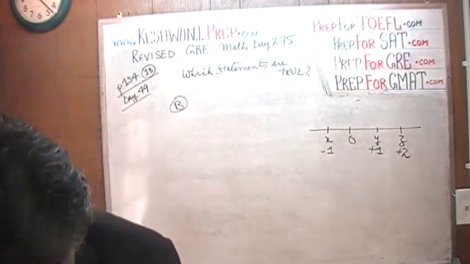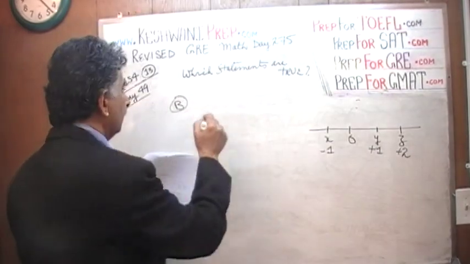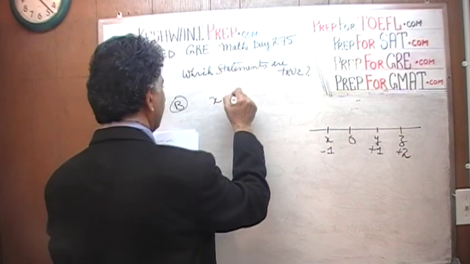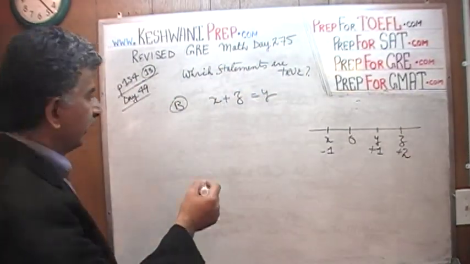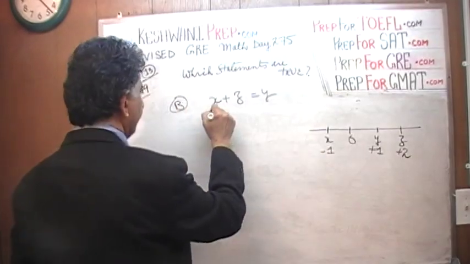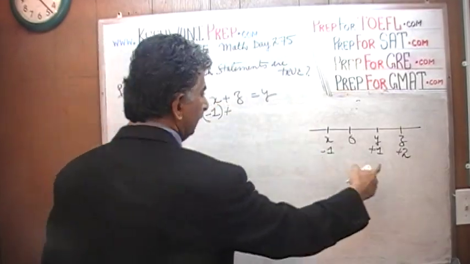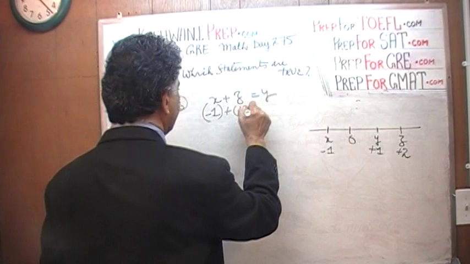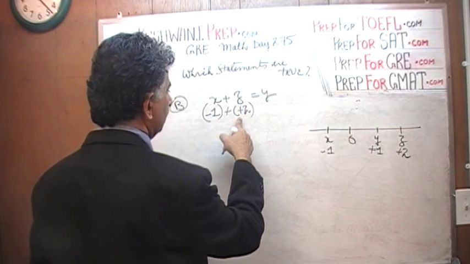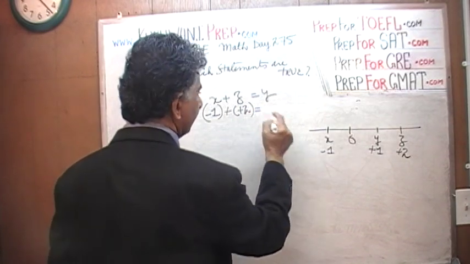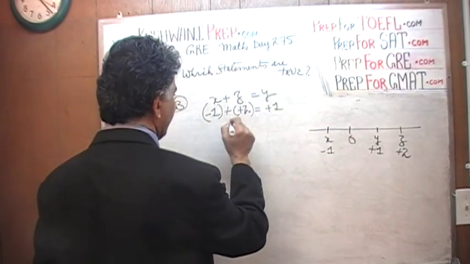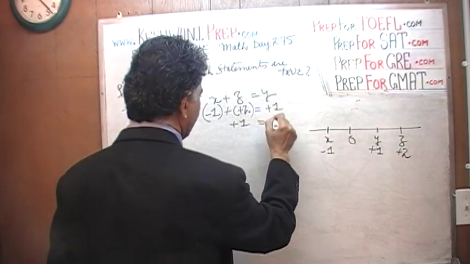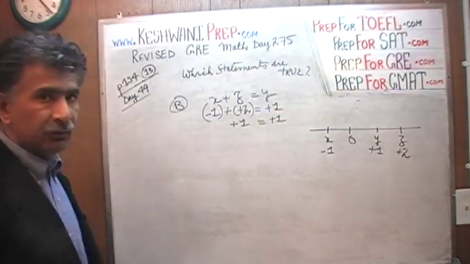Statement B says x plus z equals y. Well, let's find out, shall we? We have the numbers right there. Our x is negative 1 plus z, which is positive 2. Negative 1 and a positive 2 is a positive 1, and positive 1 equals positive 1. It seems to me that it is true.